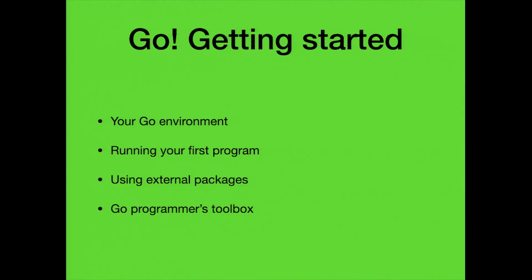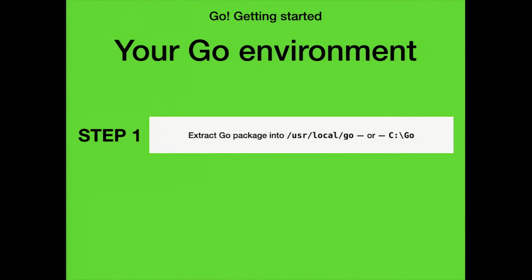So how to get started? Just a few tips and tricks. So setting up your Go environment, what it looks like on your machine, running your first program, using external packages, also an interesting part, and some basic tools that you can use. So setting up your Go programming environment is actually pretty simple. It's 2 steps, or actually 3. You download the package, that's step 1. Then step 1.1 is extracting that package into the user local Go folder.